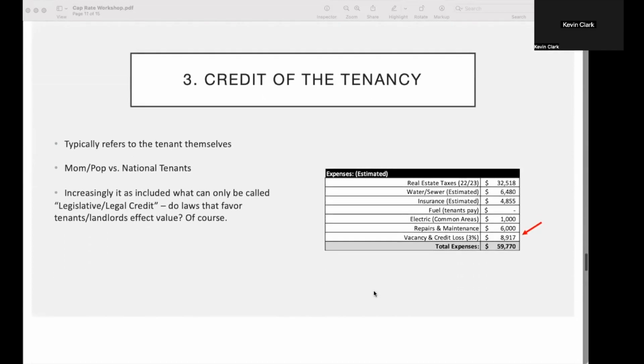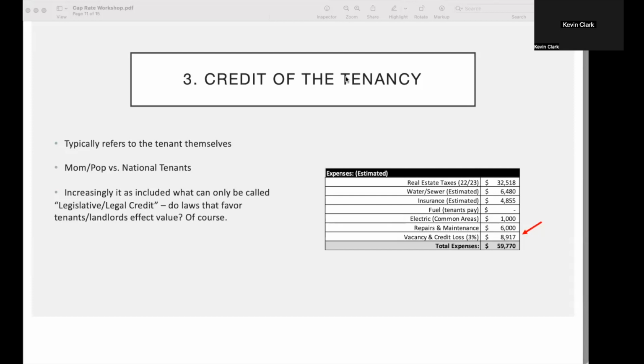Third thing, credit of the tenancy. Credit of the tenancy, we see in our pro forma line here, our expense line, as vacancy and credit loss. We typically say that in a multifamily asset, 3%, 4%, 5%, whatever it is. Typically in commercial real estate, when we say the credit of the tenancy, we're referring to things like retail tenants or office tenants, where you may have a mom and pop store versus a national tenant. Mom and pop doesn't have nearly the credit of a corporate-backed national tenant. Your expectation of payment for that rent is less with a mom and pop than it is with a national tenant. Therefore, with a national tenant, you can pay a higher price, therefore a lower cap rate.